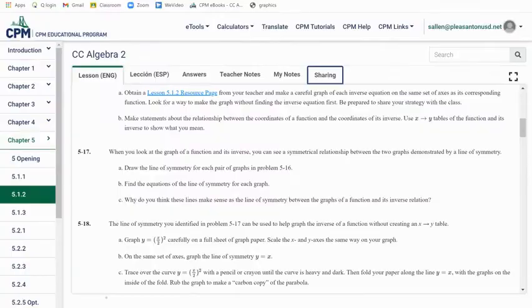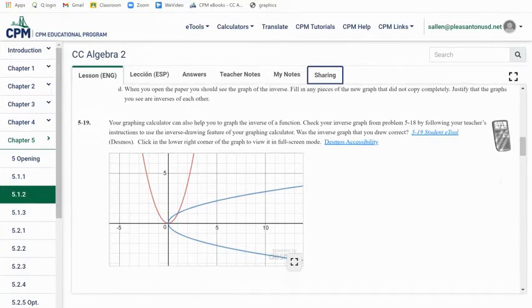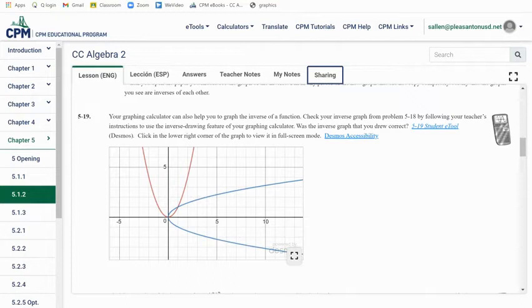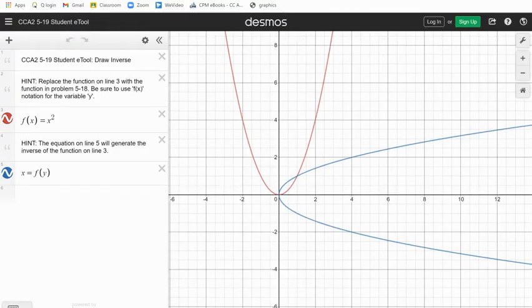So for question 19, it says your graphing calculator can help you to graph the inverse of a function. Check your inverse graph from problem 5-18 by following your teacher's instructions to use the inverse drawing feature of your graphing calculator. Was the inverse graph that you drew correct? Okay, so we're actually not going to use Desmos. Obviously they have the graphs here, but I'm going to talk through how you would do this on your graphing calculator.